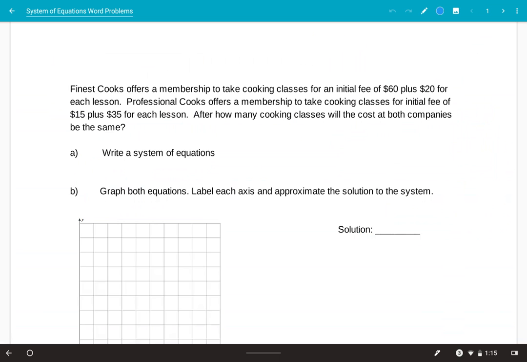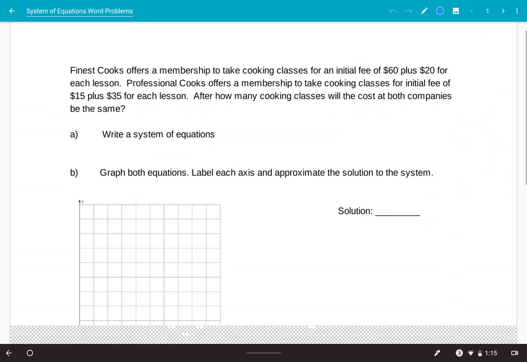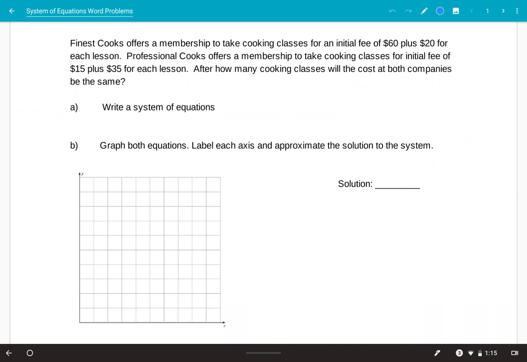Okay, now the previous weeks, we did another version. So here we have another one. It's a little different, but if you were in the class, we would actually have this on a worksheet and you would put it in your spiral notebook. But maybe write it down and put what you want in your own. Okay, so Finest Cooks offers a membership to take a cooking class with an initial fee of $60. So you're paying the $60 to go, plus $20 for each lesson. Now that plus just means this.